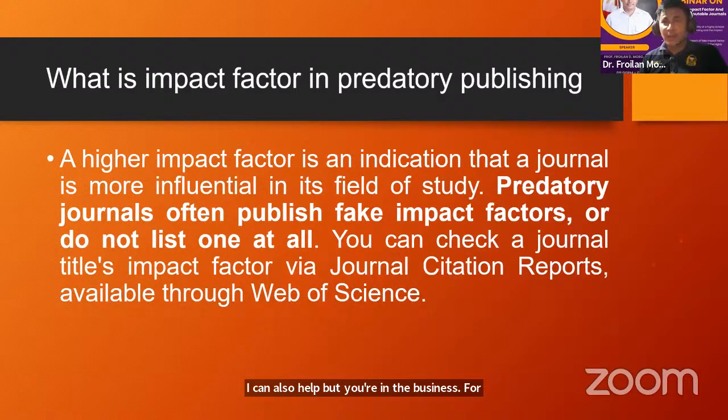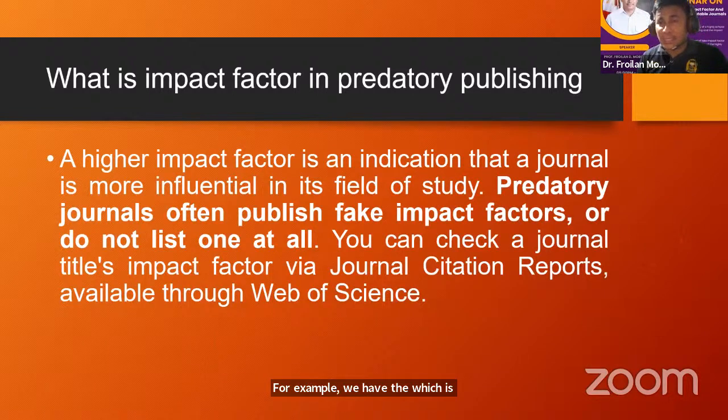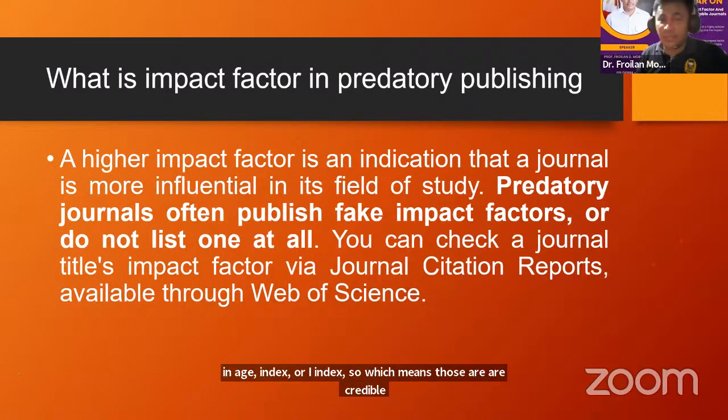For example, we have the Philippine e-journals, which is one of the best indexing here in the Philippines. And also we have one coming from the La Salle University, which also measures the number of citations. So which means if they have established a particular metric, that is a good sign that the papers being published there can also determine the number of citations and the number of H index or I index. So those are credible types of indexing which is being posted in the journal website.